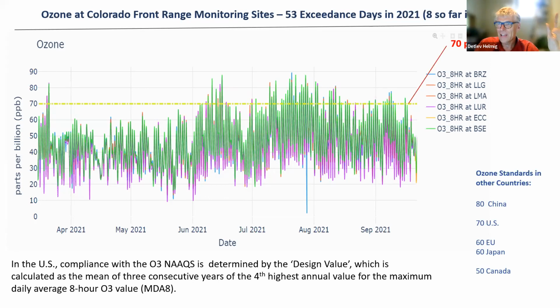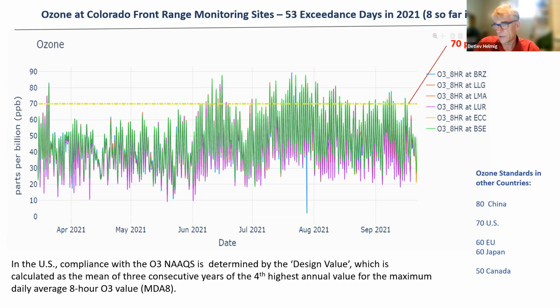It's complicated. It makes sense, if you work with this for a while, you kind of start understanding it. The idea behind that is we don't want to just look at 1 or 2 extreme values. We don't want to just look at spikes that last an hour or 2. We average over 8 hours, and that's the data I've shown here. And we don't want to just look at 1 or 2 bad days. Let's just pick the 4th highest every year, and then we take the average over 3 years of that. That's how this whole thing is determined.